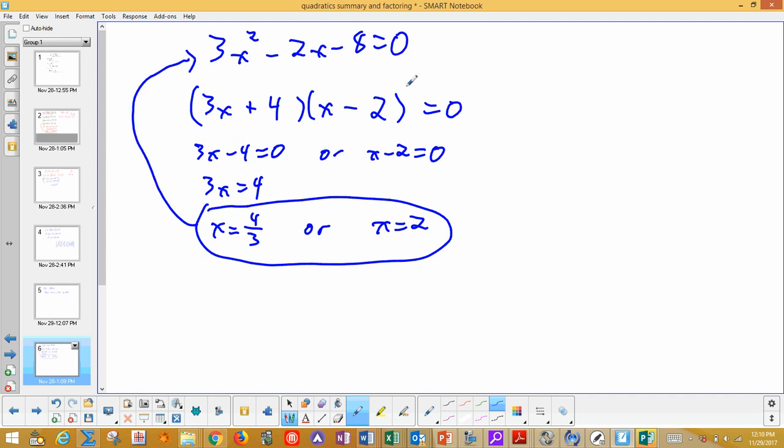Okay, so that's just applying what we did to solve a quadratic equation. That's how we do it. We set it equal to 0, we factor, and then we set each factor equal to 0, and those are our solutions. And that's all I have to say about that.